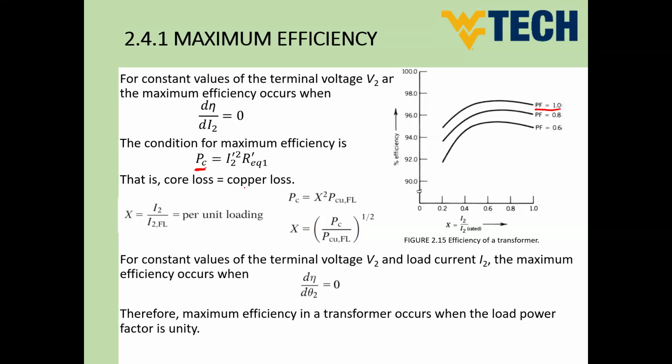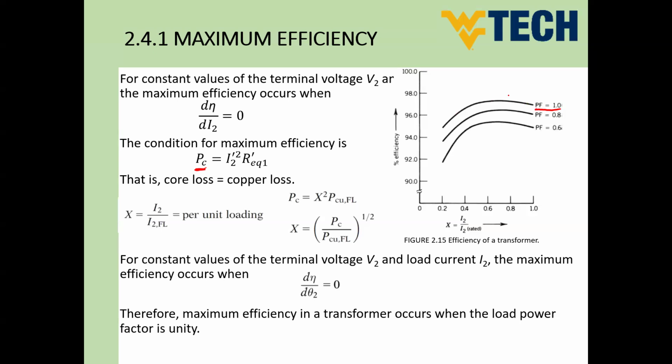So in order to calculate the value of X that produces maximum efficiency, I can say P core equals X squared P copper full load. And in this case, X equals the square root of P core divided by P copper full load. So this is the condition now, guys. If you calculate this value of X, you will know the per unit loading that provides maximum efficiency. But take care, this is only for one curve of efficiency, which is at unity power factor.